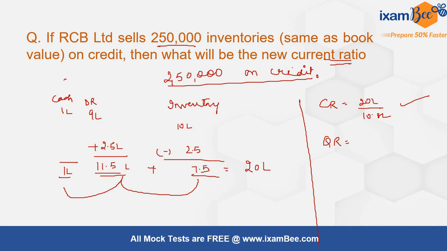So if the question requires you to calculate the new quick ratio, in that case, the cash is 1 lakh and debtors are 11.5 lakhs, right? Inventory we don't use. So this divided by 10.8, which is the current liabilities, will be the new quick ratio, which has gone up from the previous quick ratio, right?